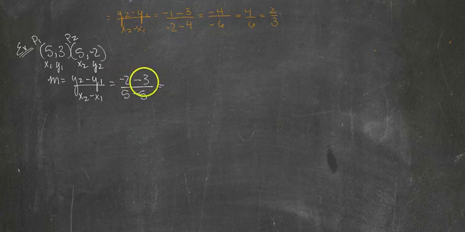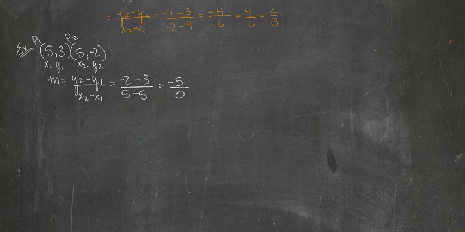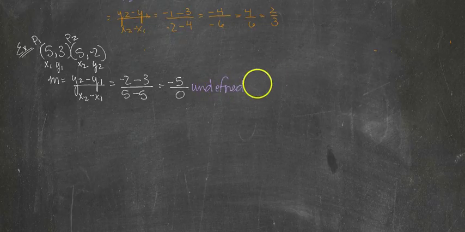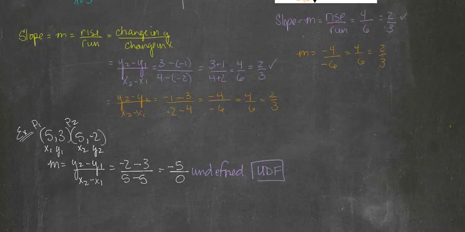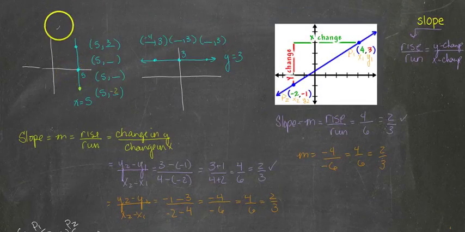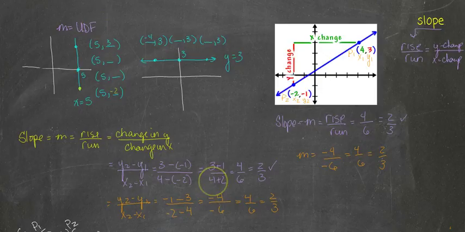So I get -2 minus 3 is -5 over 5 minus 5 is 0. What do we know about a fraction with 0 in the denominator? That fraction is undefined, which we write UDF. It's undefined to have a 0 in the denominator. It turns out that the slope of a vertical line is undefined. So whenever you do your calculations, if you get an undefined slope, you know you're talking about a vertical line.